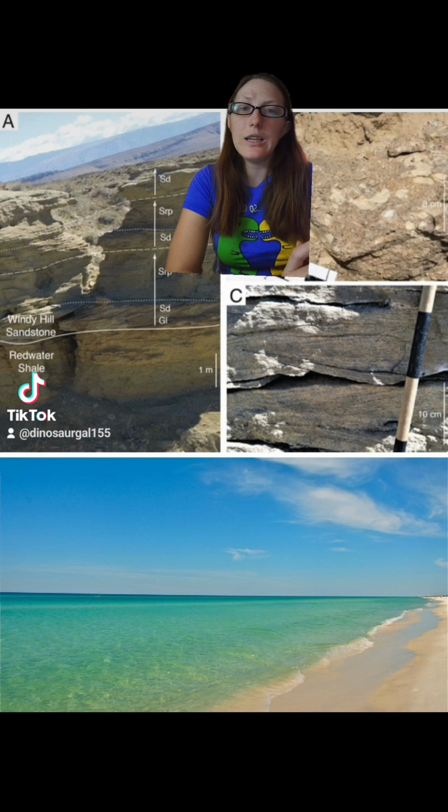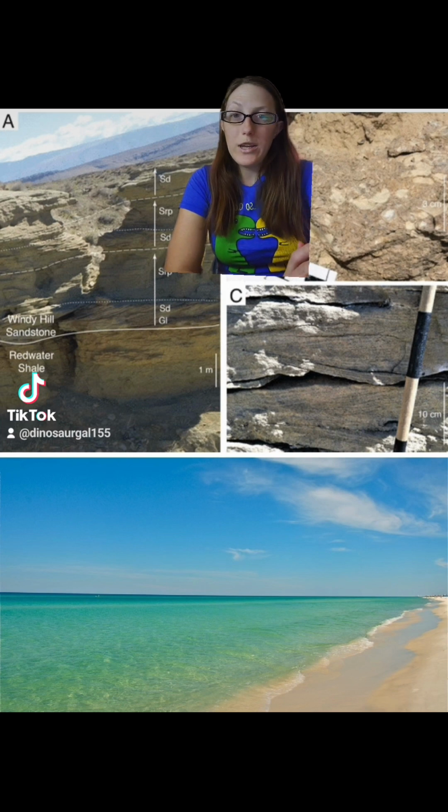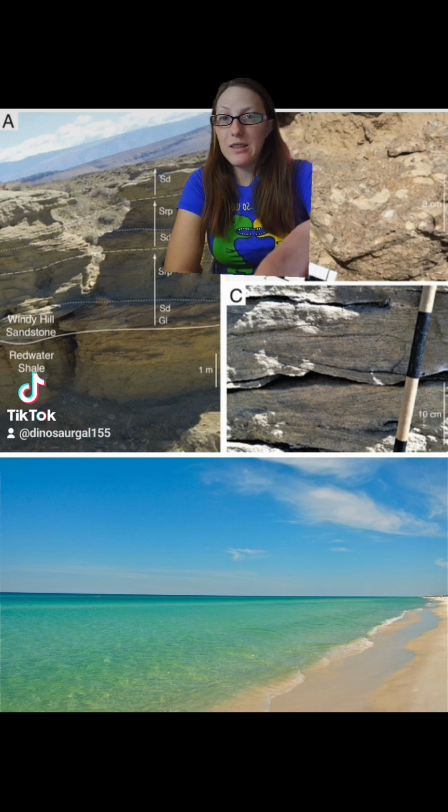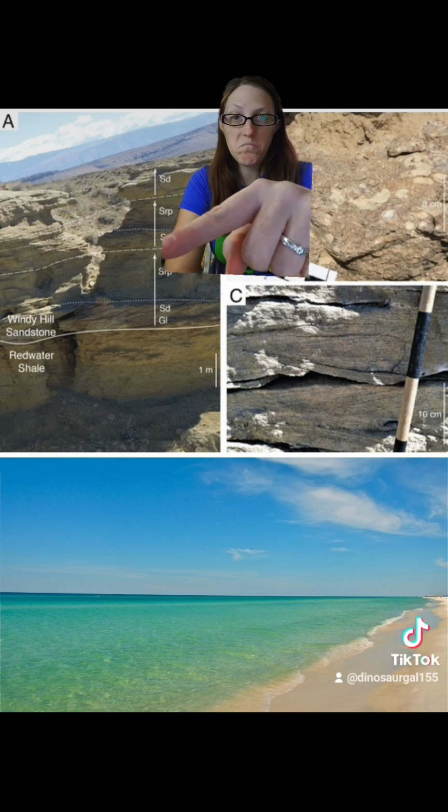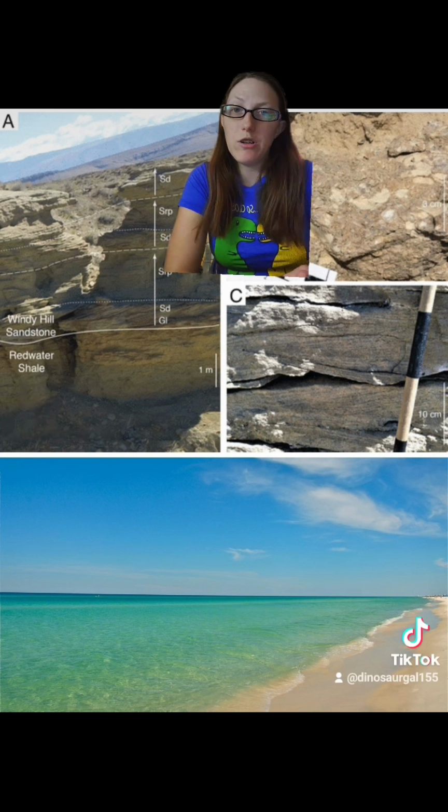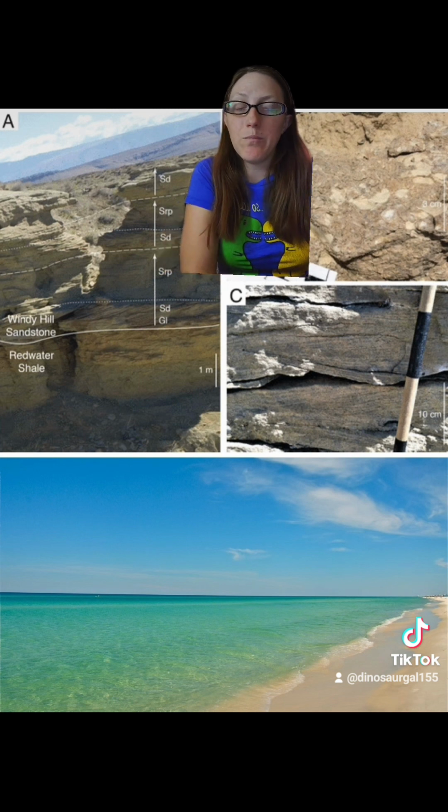The Windy Hill is white beach sandstone. As you can see, the sandstone that I'm sitting on is white beach sandstone. The picture below depicts the Gulf of Mexico, one of the shorelines there, white beach sandstone. So we can get a fairly good idea of what the Windy Hill shoreline looked like.